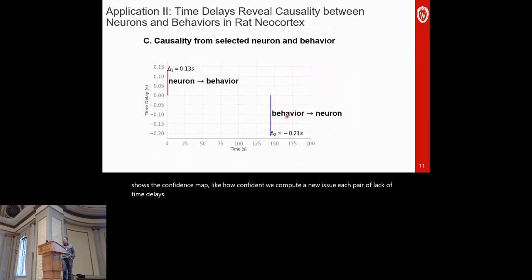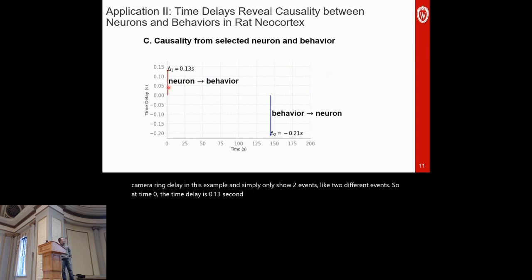Using the neuron and behavior pair with a high confidence score, we plot the time-varying delay. In this example, we only show two different events. At time 0, the time delay is 0.13 seconds.